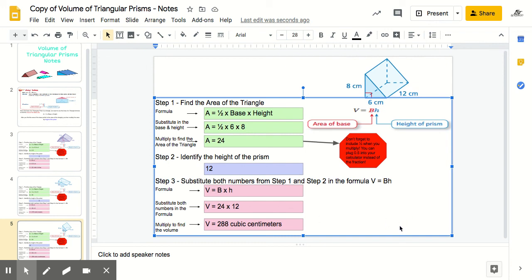Okay, you guys are now going to complete the volume of triangular prisms assignment. It looks almost identical to these notes. The only difference is the triangular prisms and the numbers are different, but you're going to be filling in your work just as I did in these text boxes.